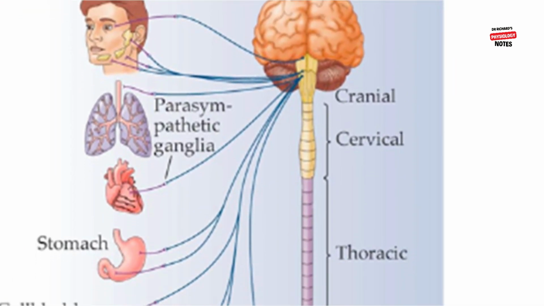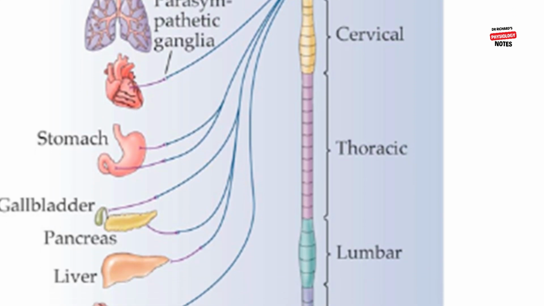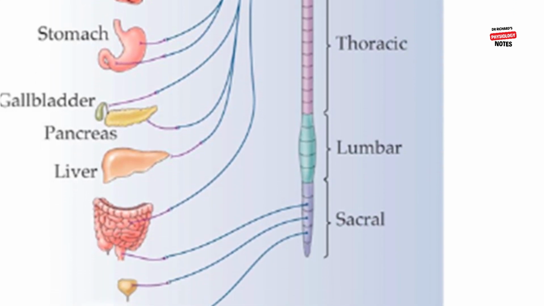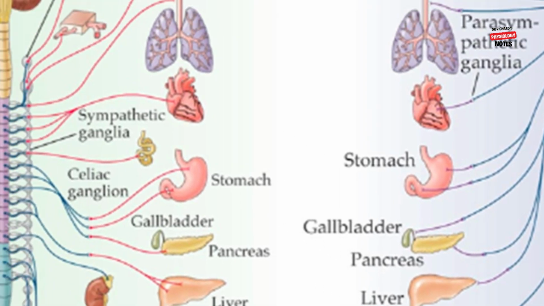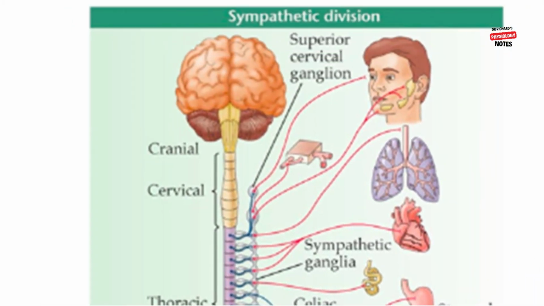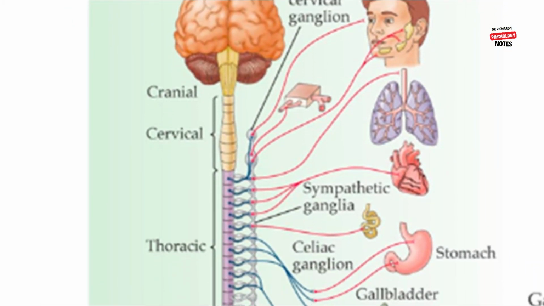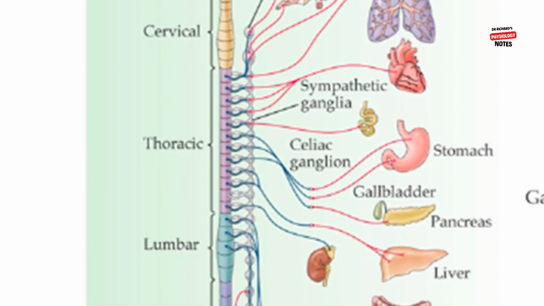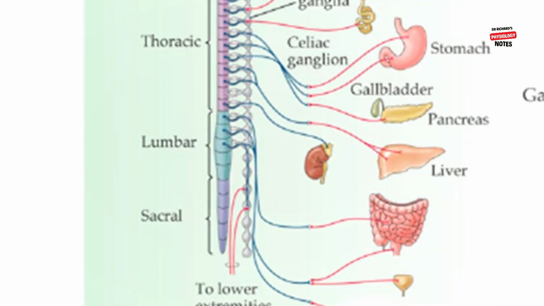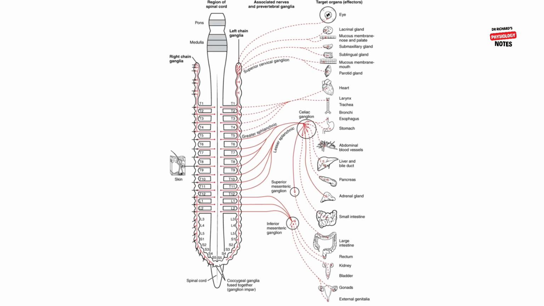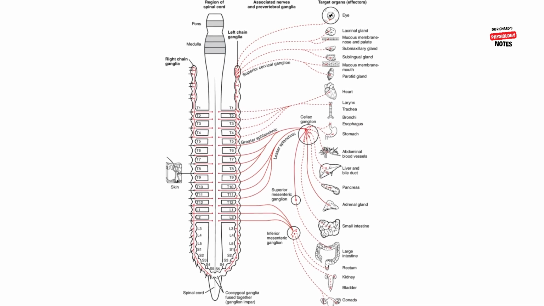The parasympathetic division acts as the brake and is involved in actions that do not require immediate reaction. Think of rest and digest. The sympathetic division acts as the accelerator and is involved in actions requiring quick responses. Think of fight or flight. The sympathetic division is also called the thoracolumbar division.